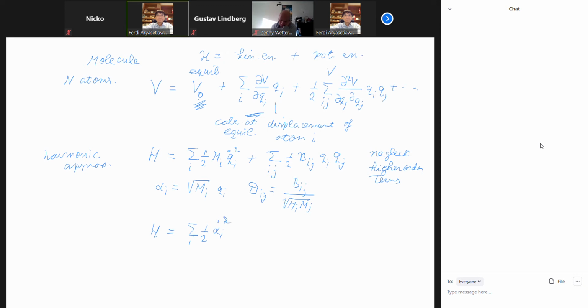So, looks cleaner. Dij alpha I alpha j, like that. Yeah. So this matrix here is usually called the dynamical matrix. This is like what you have when you do phonons in solids. You have the dynamical matrix. That's exactly what this quantity is about.